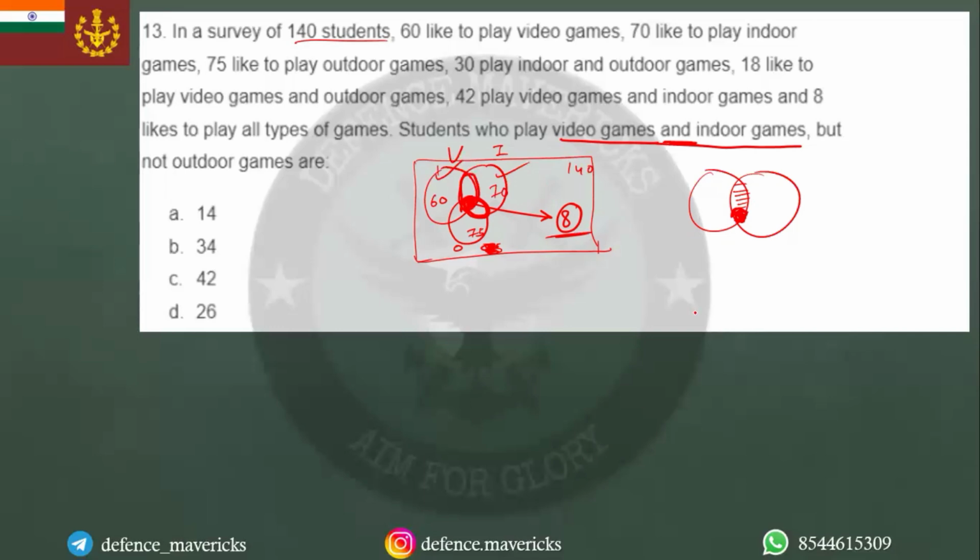So how will you find out this intersection? Very simple. Actually they have given only video and indoor, कितना दिया है, 42 दिया है. So they have already given you the intersection. So basically these people are 42. You just have to subtract the ones who are playing outdoor games. So 42 minus 8 is 34.